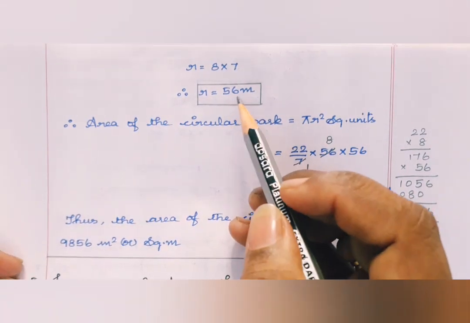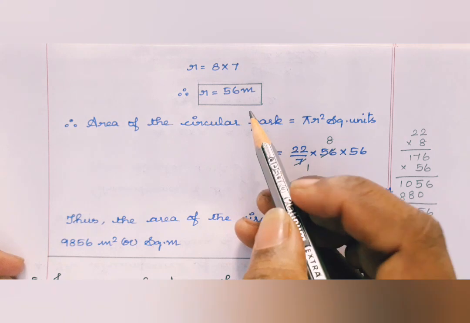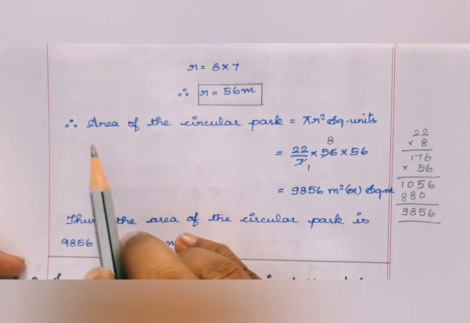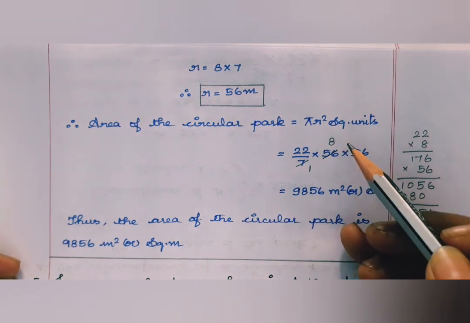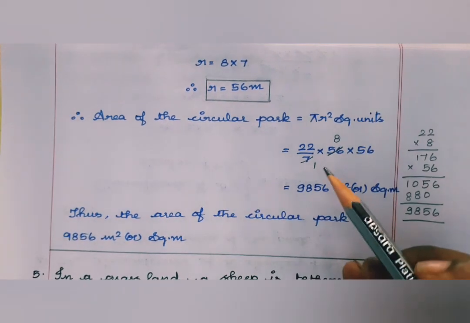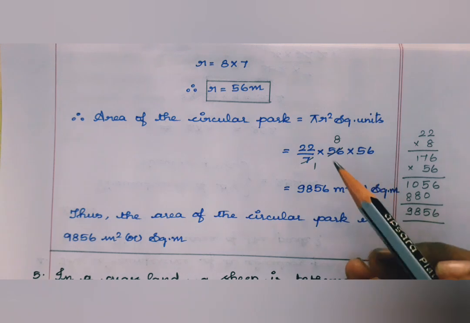Therefore, r is equal to 8 into 7, r is equal to 56 meter. Now we got the radius. With the help of the radius, therefore area of the circular park is equal to pi r square units, which is equal to 22 by 7 into 56 into 56.